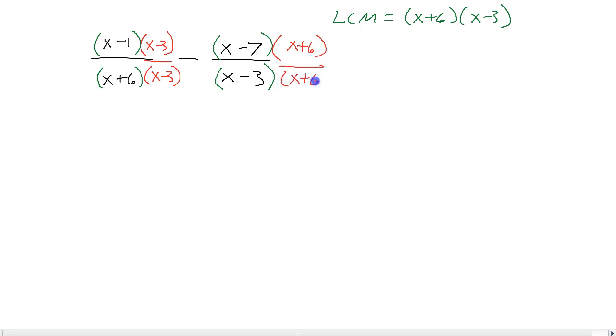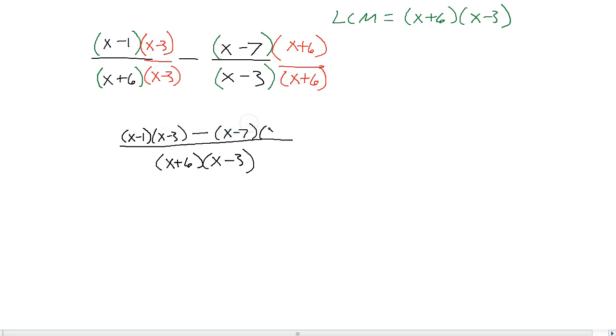Okay, now, this is a little bit interesting because not only do I have FOIL, but I have subtraction. So the denominator is now the same. So the denominator is x plus 6 times x minus 3. In the numerator, notice what I have here. I've got x minus 1 times x minus 3, minus x minus 7 times x plus 6. Alright, so be very careful.